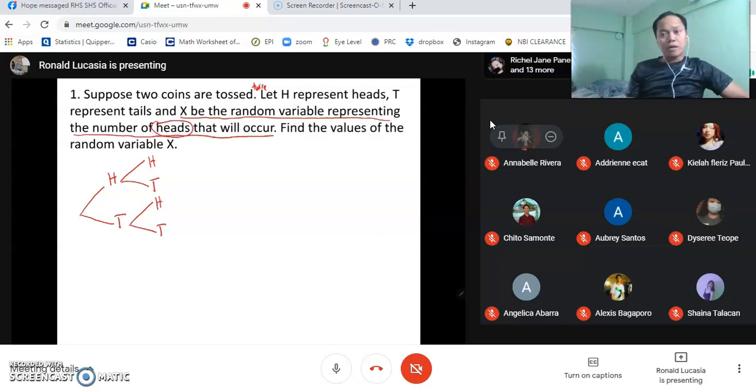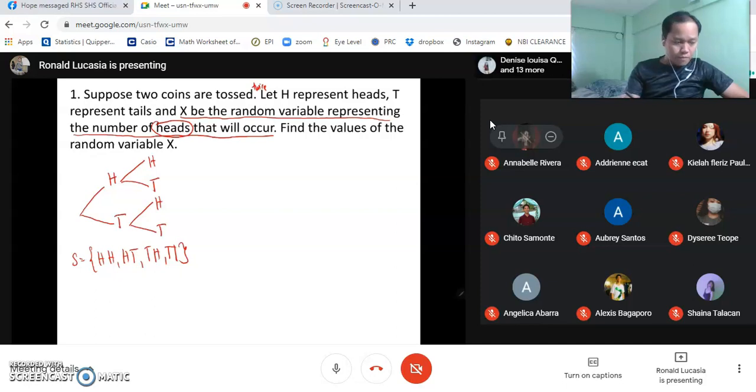The first thing that you are going to do is to identify first the sample space. The sample space here, that's the totality or the overall result of your experiment. You could have head, head, you could have head, tail, you could have tail, head, and you could have tail, tail. But it's not yet the probability distribution.